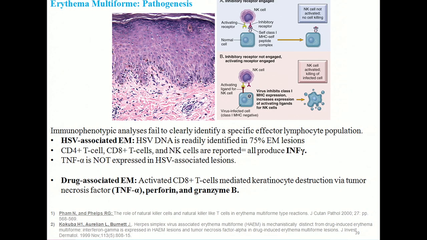The pathogenesis: several studies have failed to clearly identify a specific effector lymphocyte population, but what's known is that 75% of cases of EM are associated with HSV DNA. And what has been shown is that these infiltrates are composed of CD4, CD8, as well as natural killer cells, which have all been reported, and they all secrete interferon gamma, which is thought to be the important cytokine involved in keratinocyte damage with HSV-associated EM.